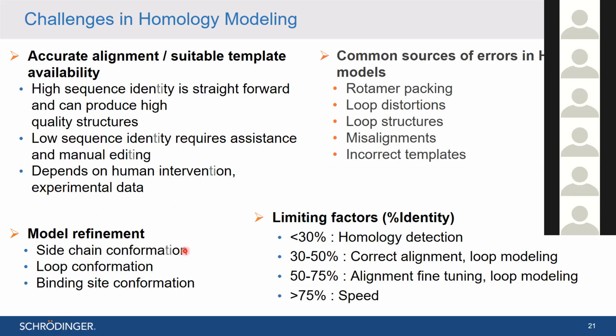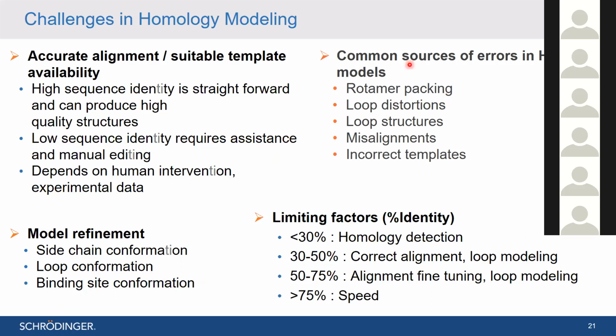But even once you build the model, you need to perform model refinement. For that we have various options, like side chain conformations you need to take care of. You need to consider loop conformations or binding site conformation. These are the things one needs to look into after building a model, and you need to see whether on all those parameters your model is good enough.